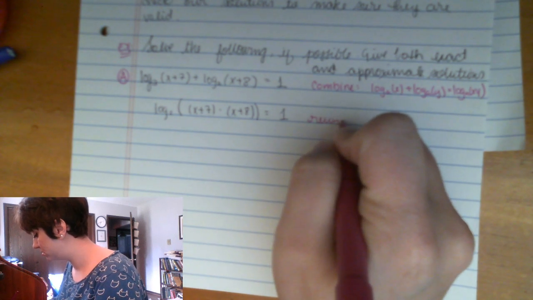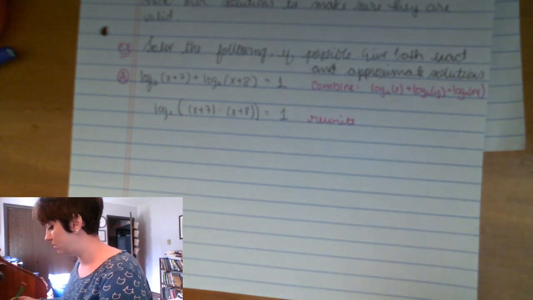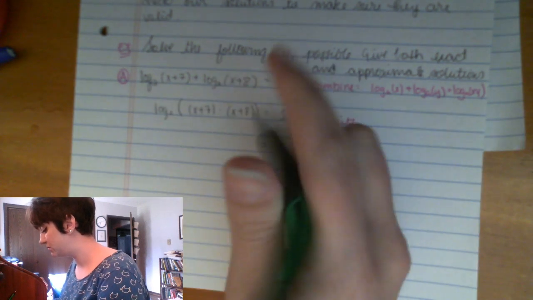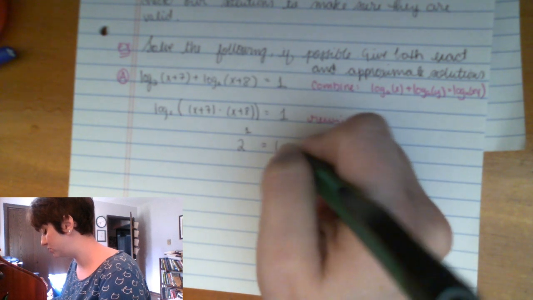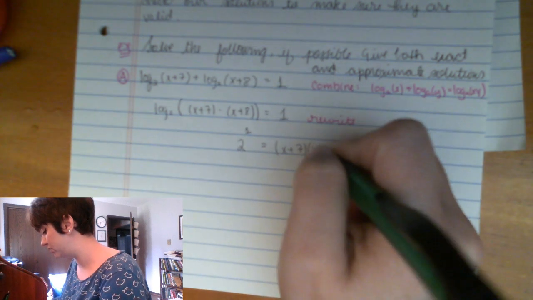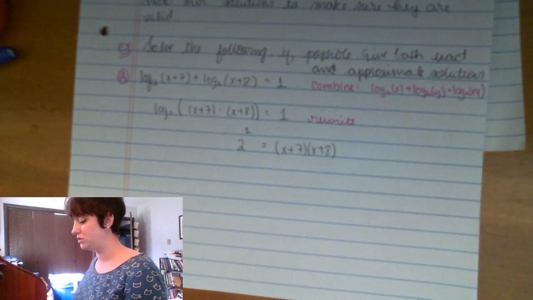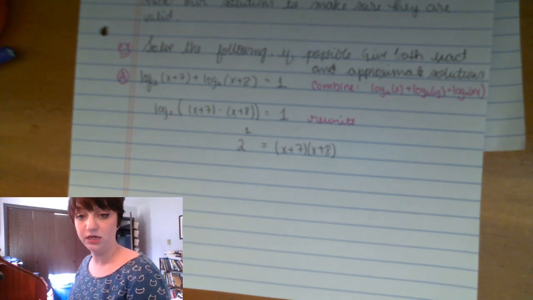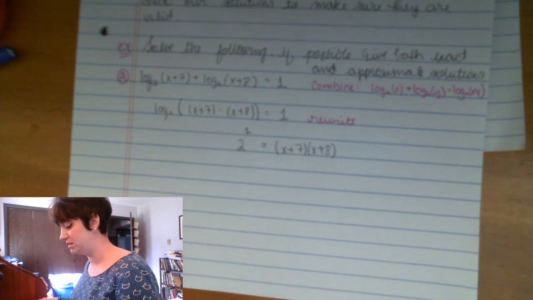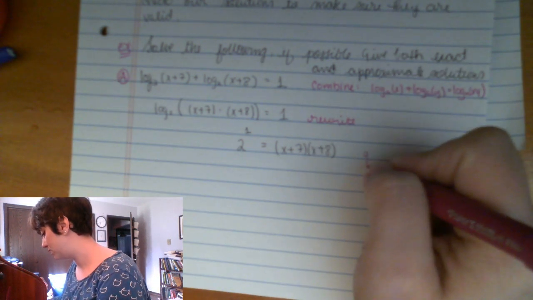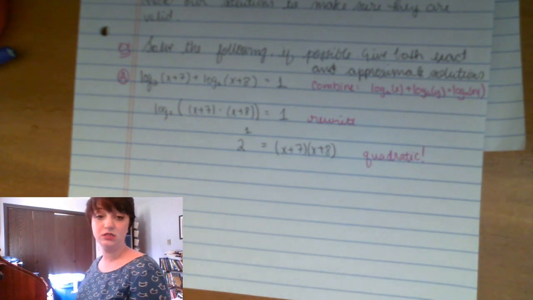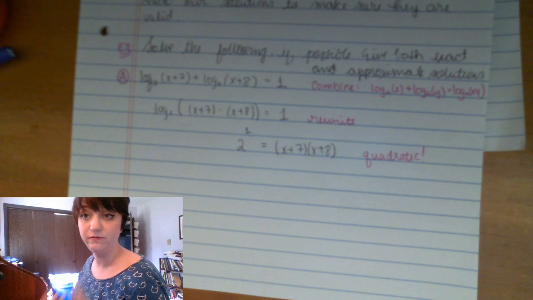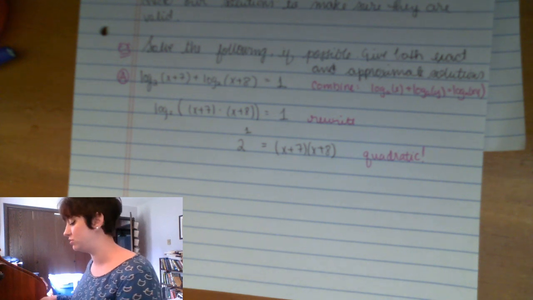So now we can rewrite. For the logarithm, the base is what I'm raising to a power. The log spits out a power, and it's equal to what's inside of the logarithm. So I get this. So 2 to the 1 equals x plus 7 times x plus 8. This is quadratic, which means we're going to set it to 0, try and factor. If it's not factorable, then we'll use the quadratic formula.